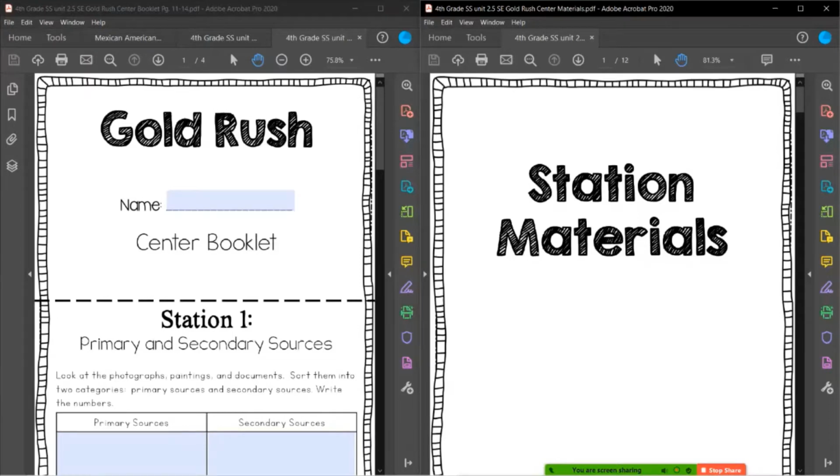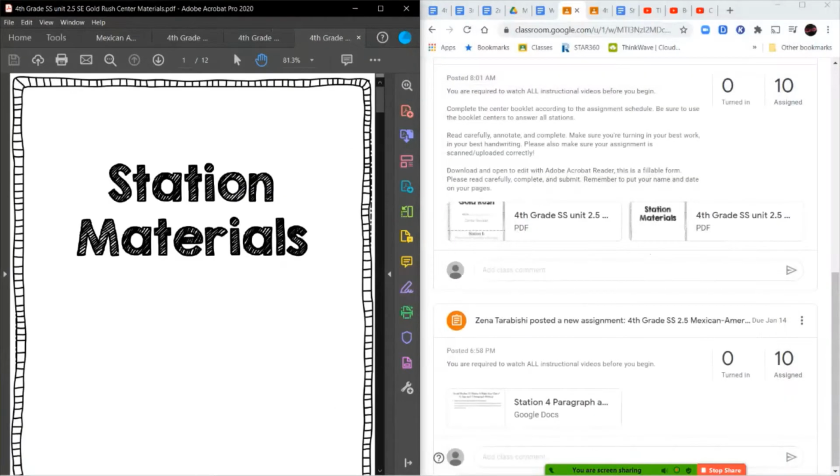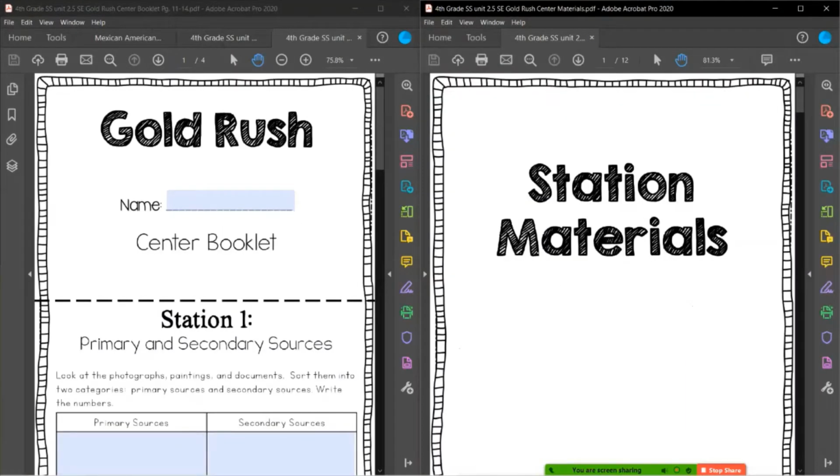Now, what I recommend you do when you open and download it is to open them in two separate screens. I know generally when they open, they're going to be kind of stuck together like that. What you can do is pull that tab out and line it up so that it's a split screen like this. So you'll have your station materials on one side of your screen and your Gold Rush Center booklet on the other side, and that way you can view both while you're working. You don't have to switch back and forth.